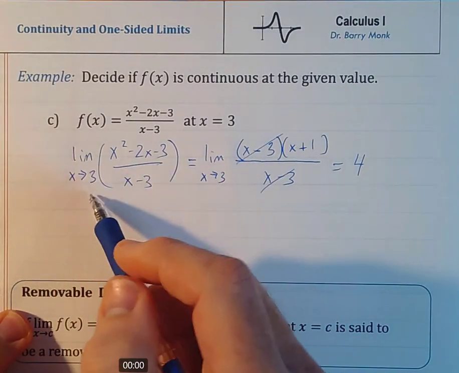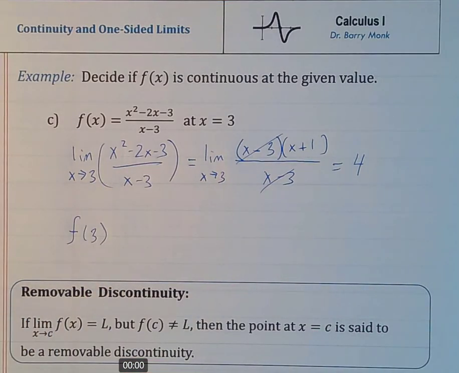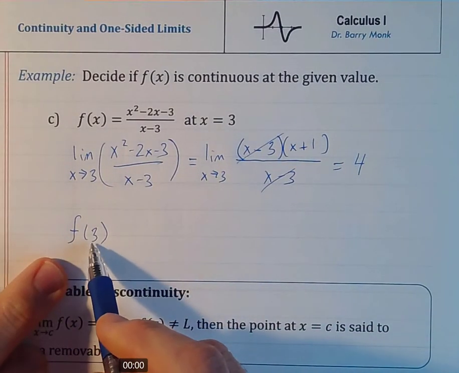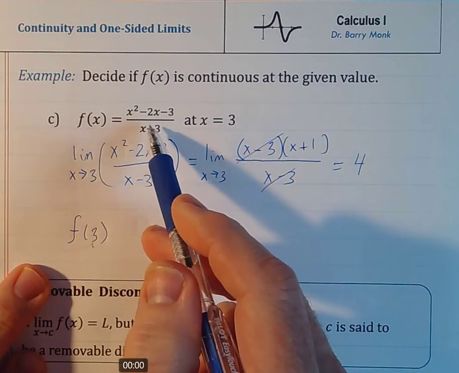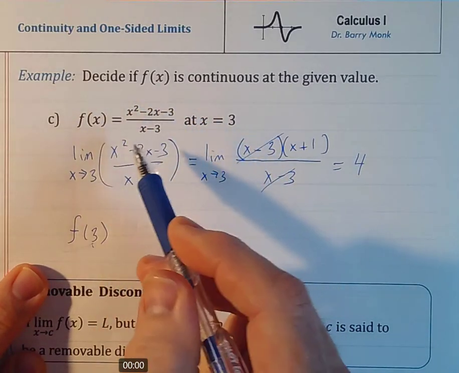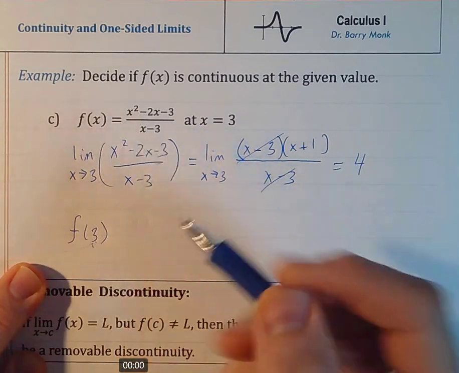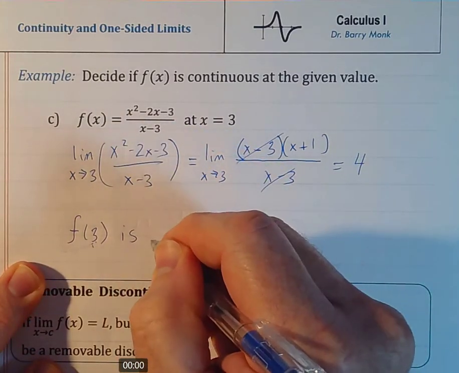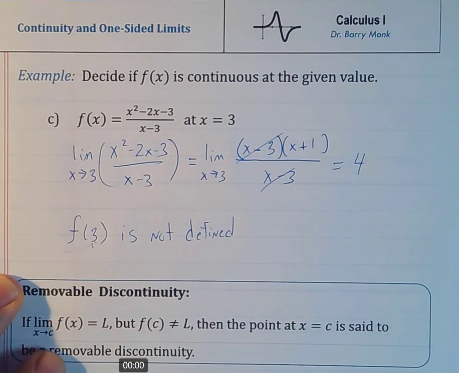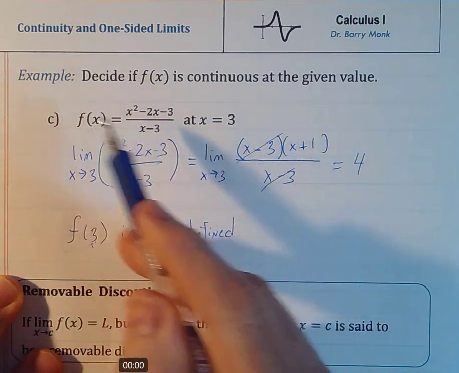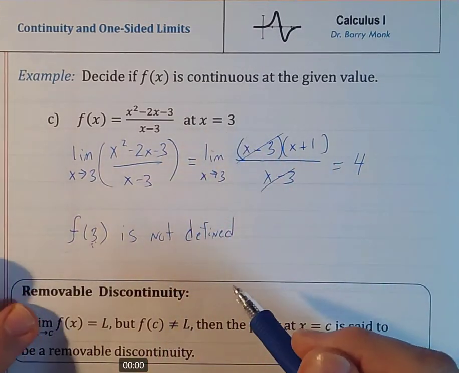Okay, so I want to know, does that limit equal f of 3? Well, f of 3 would just be taking 3 and sticking it into this function up here. And we see that if I stick this 3 into this function up here, I get that 0 in the denominator. This is not defined because the number 3 is not in the domain for this function. So this is not defined. And because of that, again, we find that we have a function that is not continuous at the given point.